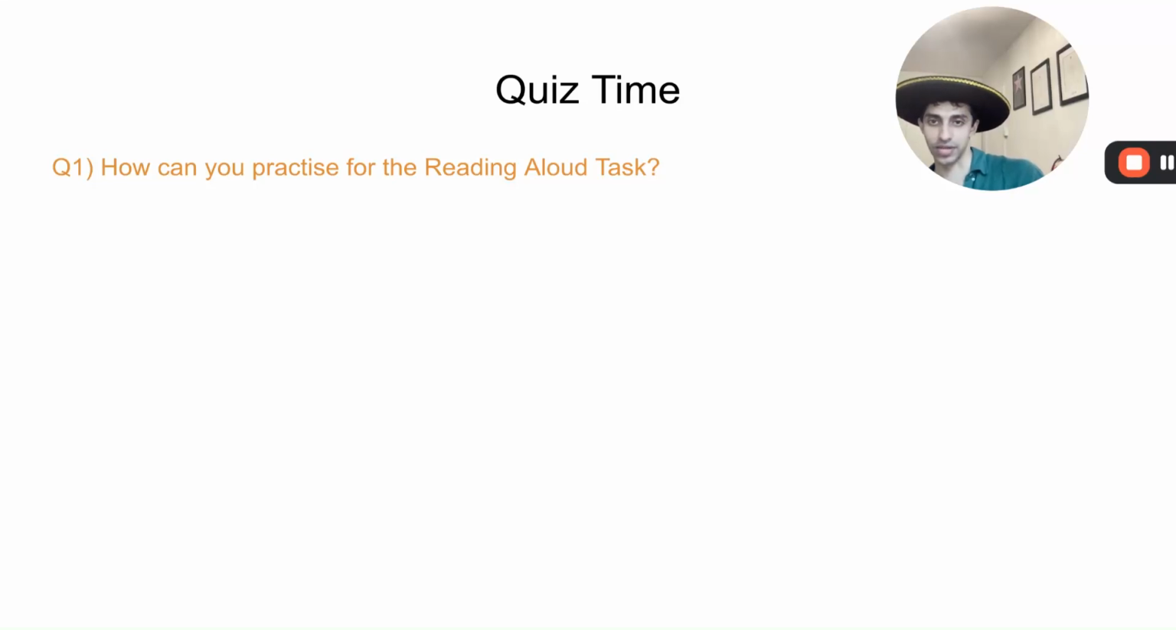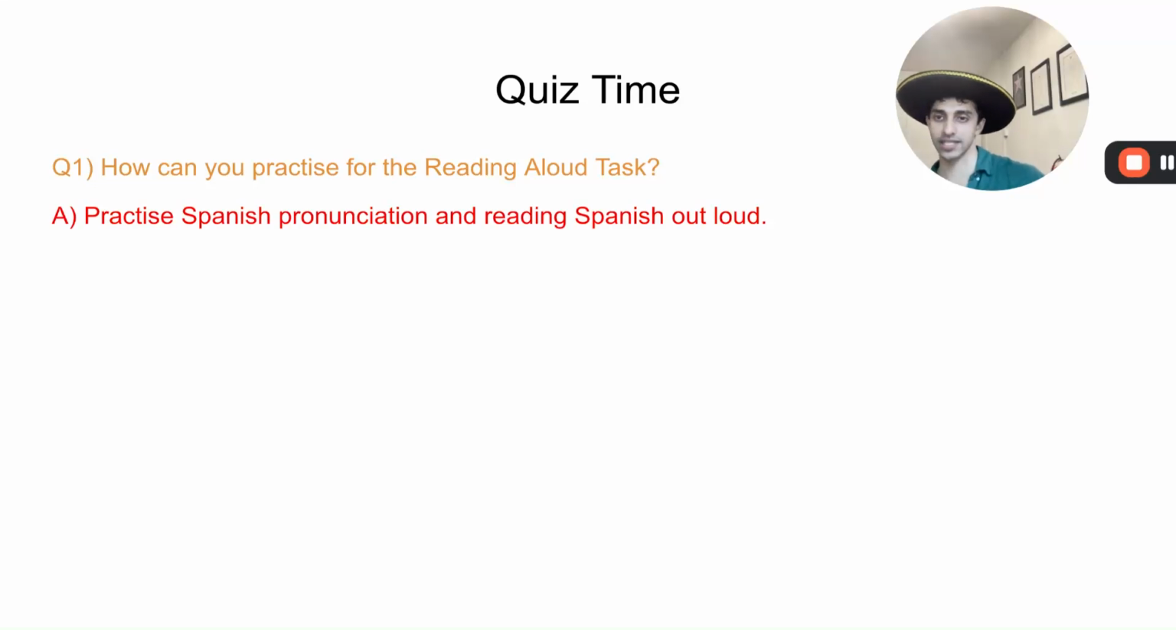So make sure to practice Spanish pronunciation and reading Spanish out loud. Simply practicing reading Spanish texts of roughly the correct level or difficulty can be very useful. Perfecting your pronunciation, I may not sound like a Spanish person or Latin American, but you need to make sure that your pronunciation is clear and comprehensible. So this is how I would prioritize revising.